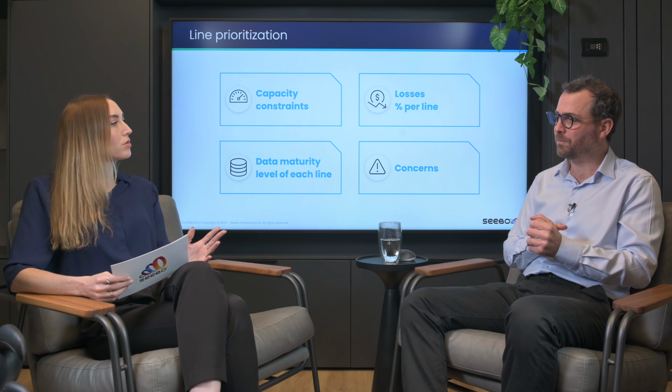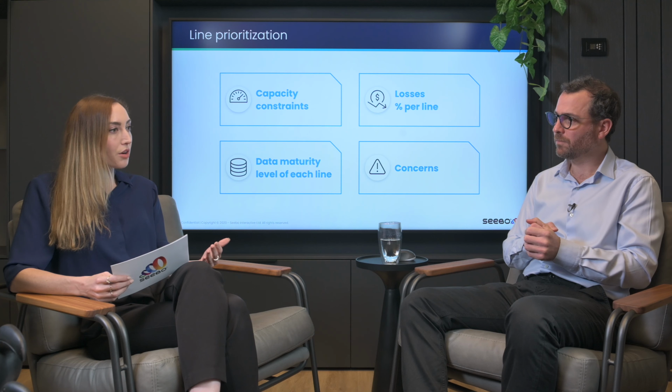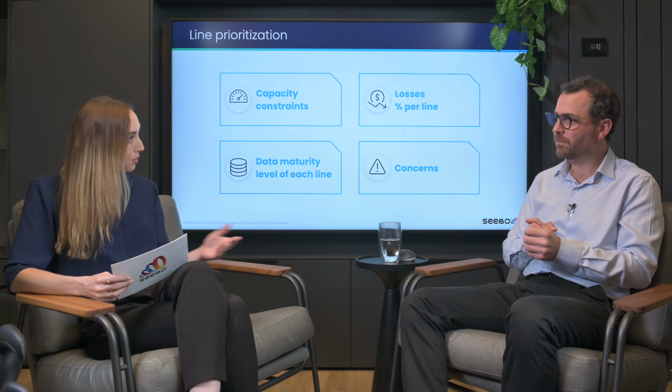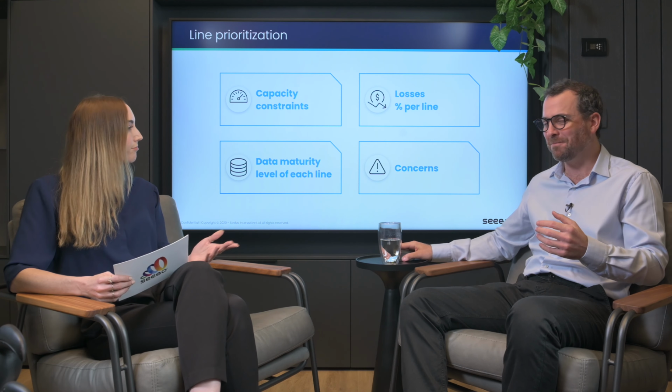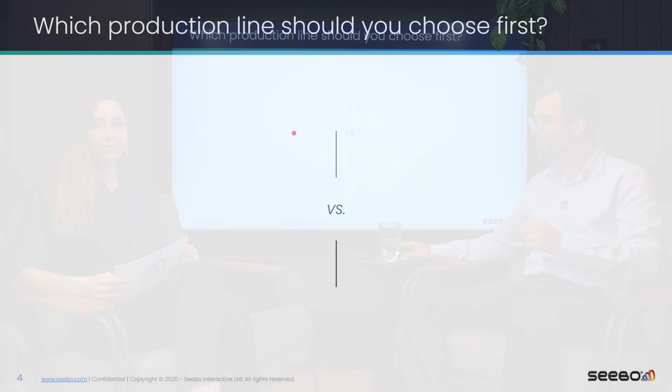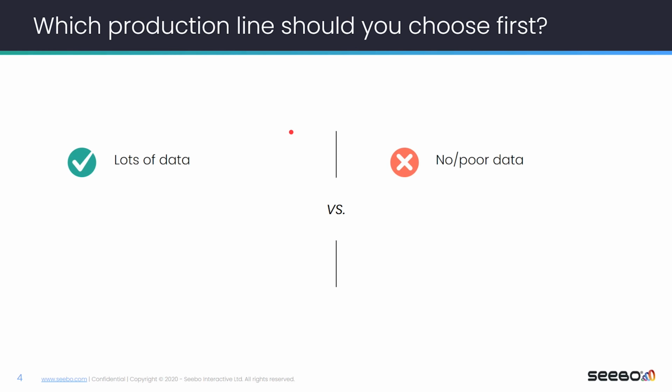Okay, so it sounds like the logical thing to do is to start from the production line that has the most data, right? Indeed, it's logical thinking, and we hear it from many different manufacturers. But unfortunately, this is a common mistake that many teams make. Noah, let me show you a quick example. Let's compare 2 production lines. In one production line, I'll have plenty of data, ready to analyze. In the other production line, no data yet. It's not mature.